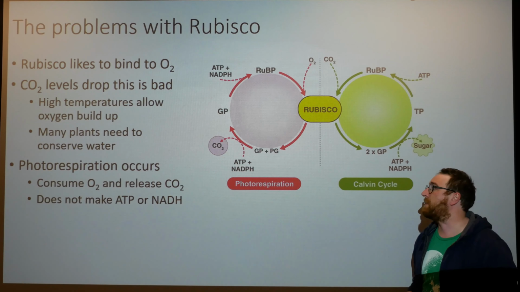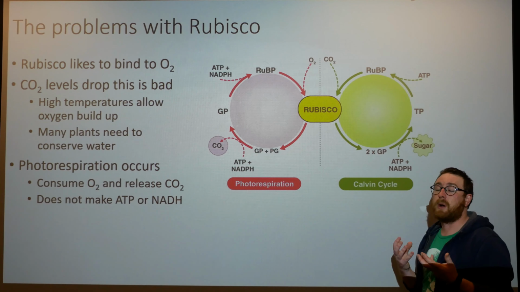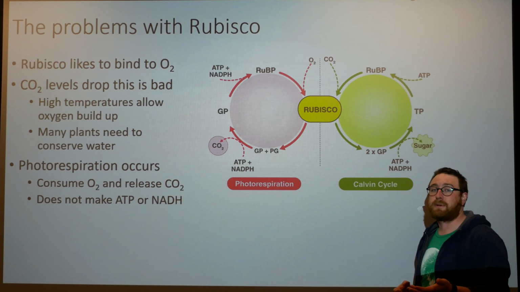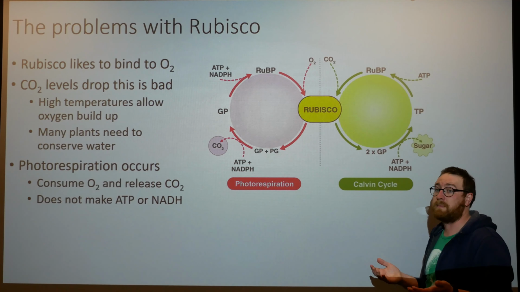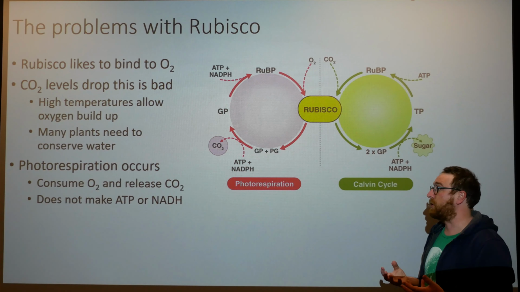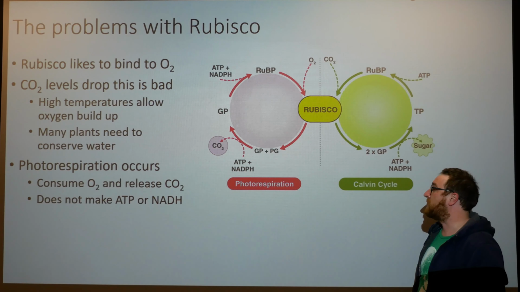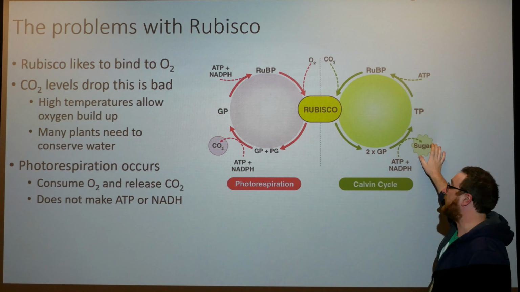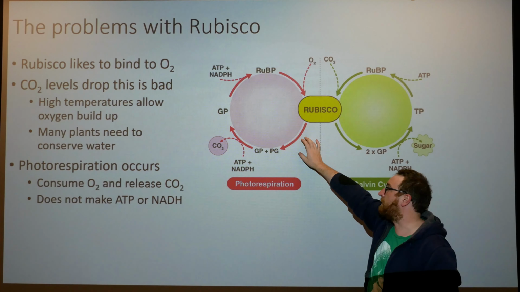This happens quite a bit when there's high temperatures, where oxygen is more abundant at higher temperatures, and also if you're opening up your stomata to release water from your body. And so this can be a really big issue for a lot of plants, because once Rubisco grabs onto O2, instead of going through these normal carbon fixation cycles and making sugars, what happens is O2 goes through a process called photorespiration.